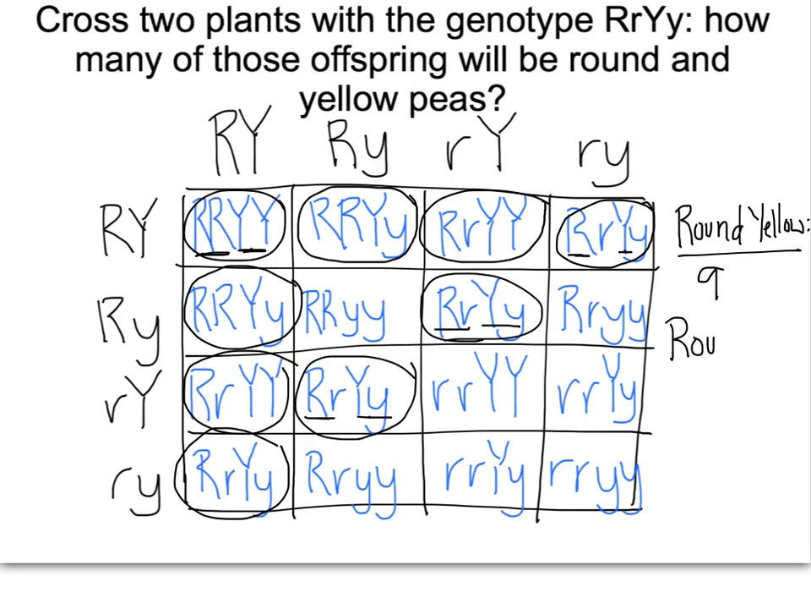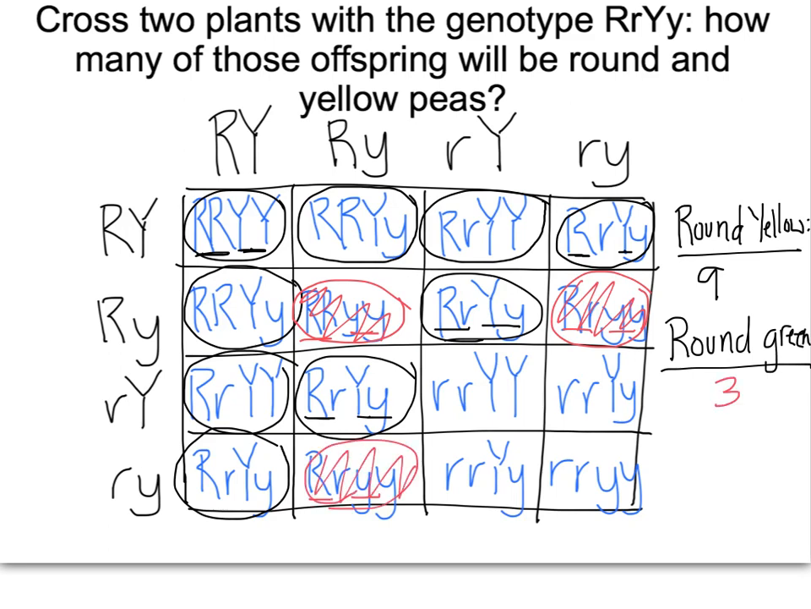Our next phenotype is going to be round and green. All right, and let's go through, and I'm going to actually use a different color for this one. I'm going to use red. So this one's round, but it's green. So I'm going to use a circle with red. Round and green. And then round and green. It looks like that's all we have. So I have 3. And then I'm going to move on to my next one, and that is going to be wrinkled, the recessive, and yellow. I'm going to just do yellow.